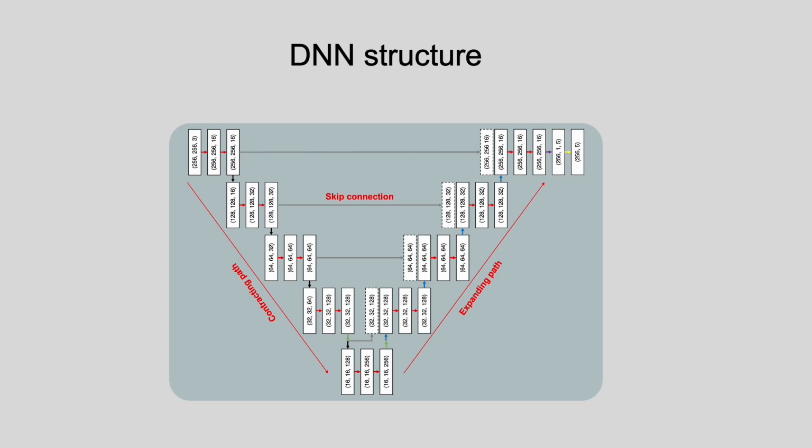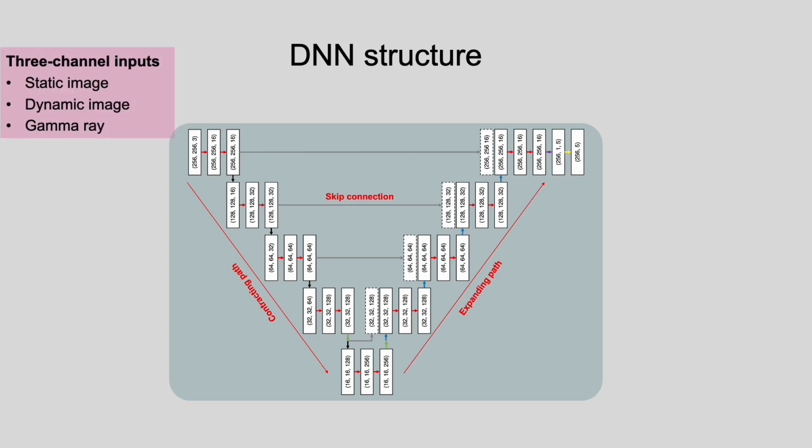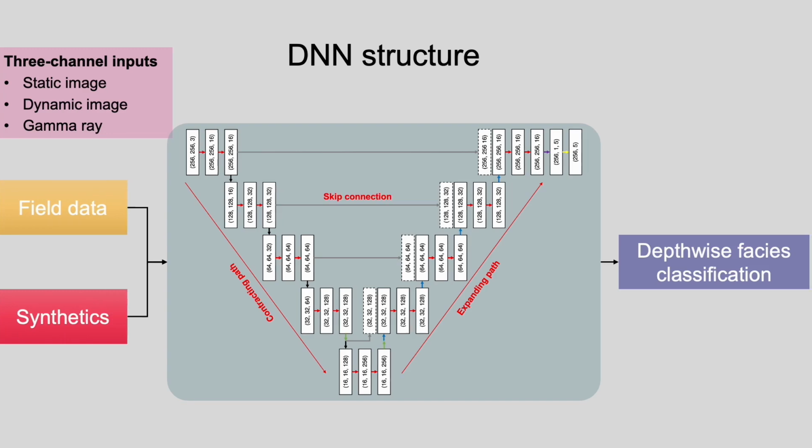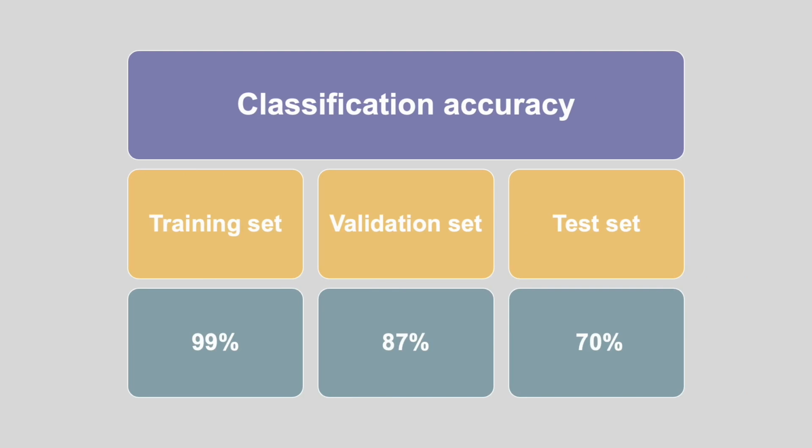The structure of our deep neural net is shown here. It is modified from the well-known UNet for image segmentation. The input data have 3 channels, corresponding to the static image, the dynamic image, and gamma ray logs. The output are depth-wise classification of the input images. Moreover, the network is trained with a mixture of field data and synthetic data. After training, the DNN provides 99%, 87%, and 70% classification accuracy for the training, validation, and test sets respectively.